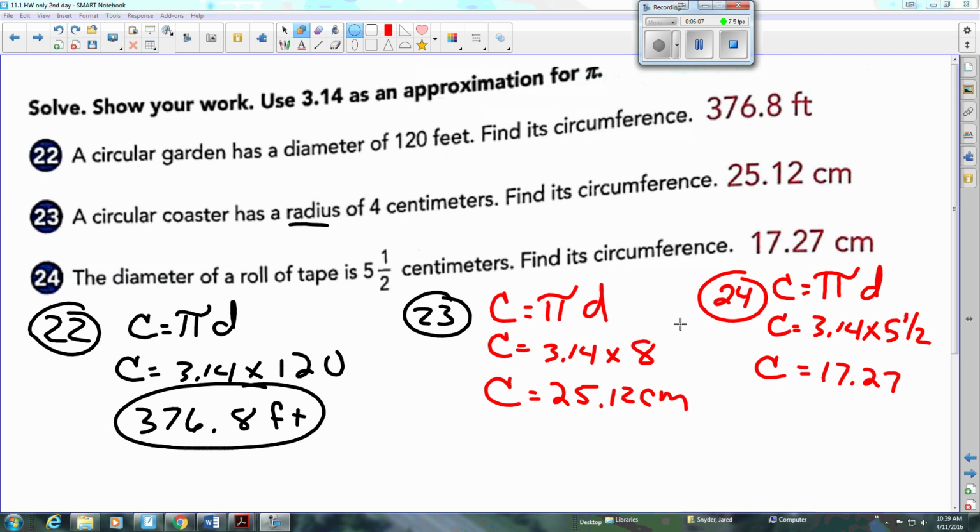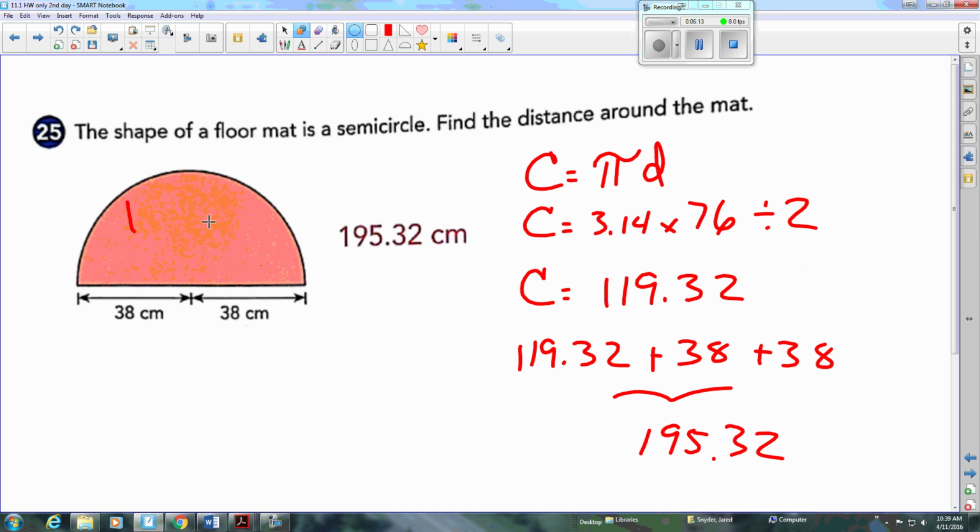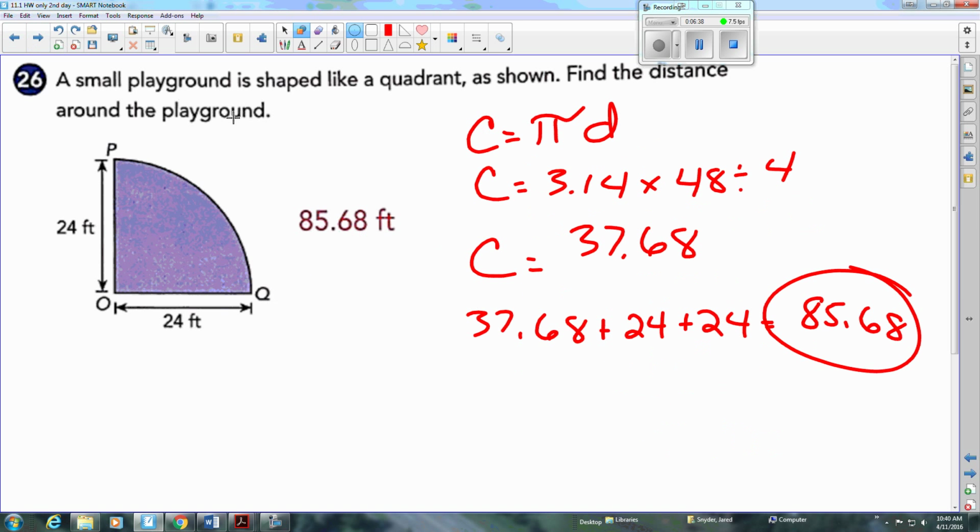A diameter of a roll of tape is 5.5 centimeters. What's its circumference? 3.14 times the diameter, which is 5.5. You get 17 27/100ths. The shape of a floor mat is a semicircle. Find the distance around the mat. So you would find the half circle, which is 3.14 times 76, because we added these two radiuses together, divided by 2. And that gives you 119.32 to go around the arc. Then you have to add 38 and 38 to it, so your final answer is 195 and 32/100ths.